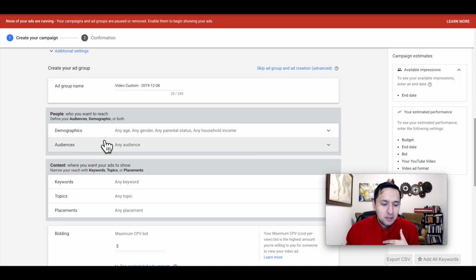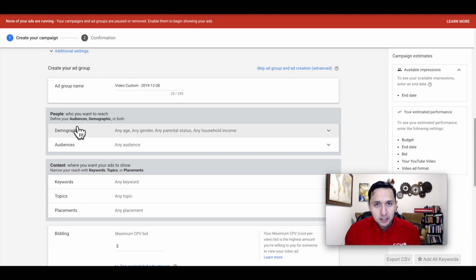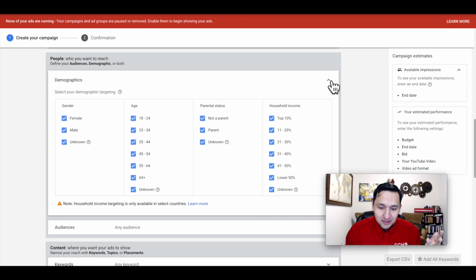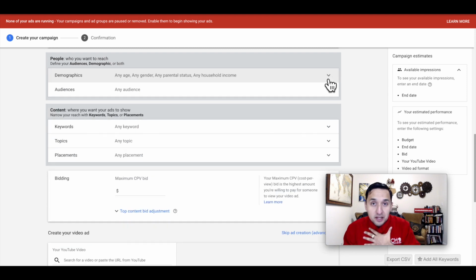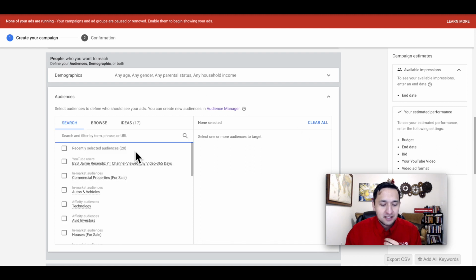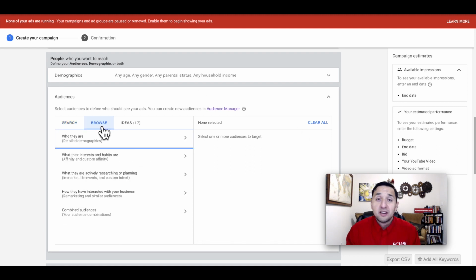So looking at the people, you can target based off of demographics, so their income, their age, and their gender, things of that nature. So essentially their demographics, as the name suggests, and then the audience base. Audience based is where we're going to focus today. So we're going to look at the actively researching or planning, so essentially the in-market, the people that are looking to make a purchase or are looking for services.